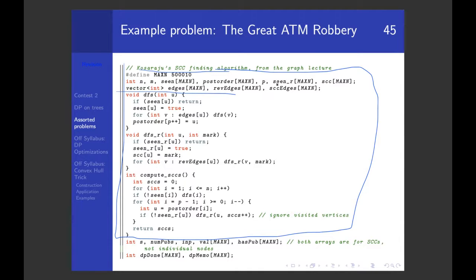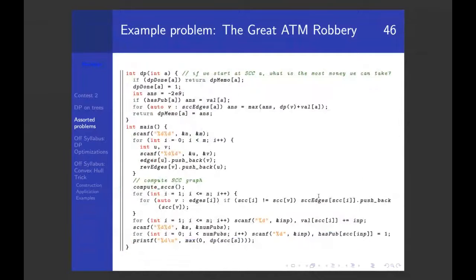This is just some setup. Again, rewatch the last lecture or part of it if you want to understand what this is, but this is Kosaraju's. This is just some setup. These arrays will be the value of an SCC and also whether that SCC has a pub or not. And these are our arrays for our DP. They're on this slide because they don't fit on the next slide, essentially.